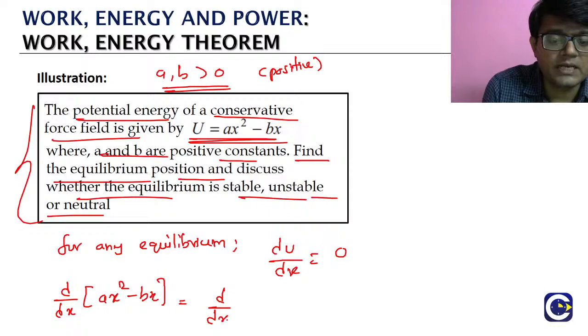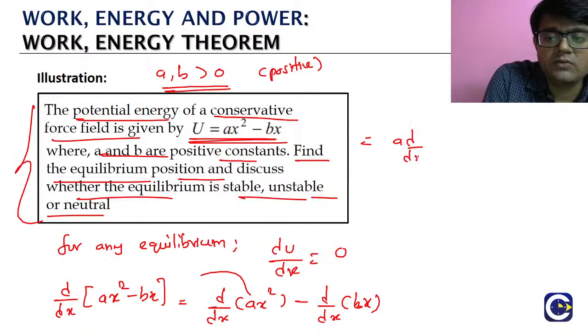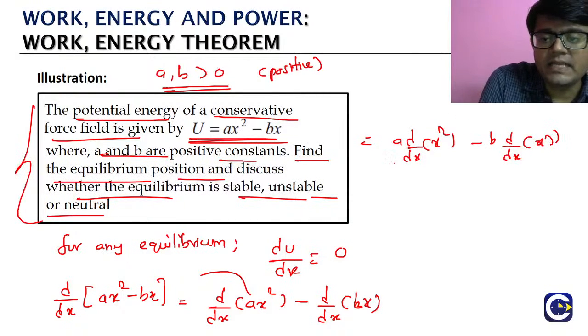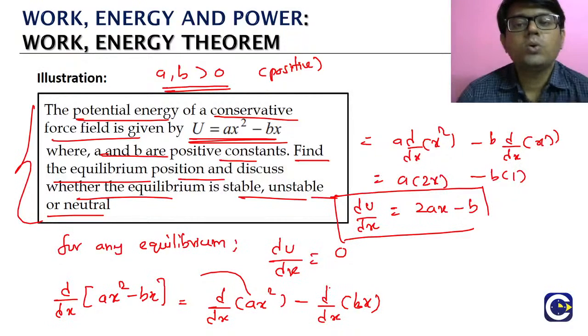So we can split: derivative of ax square will come, then minus derivative of bx. Here we can write, a stays outside as a constant, derivative of x square, minus b is a constant, derivative of x. Look, derivative of x square is how much? 2x. Derivative of x is what? 1. So what is this? 2ax minus b, this is the derivative. The derivative of the given function is 2ax minus b.